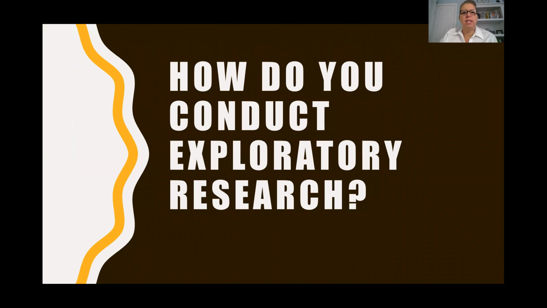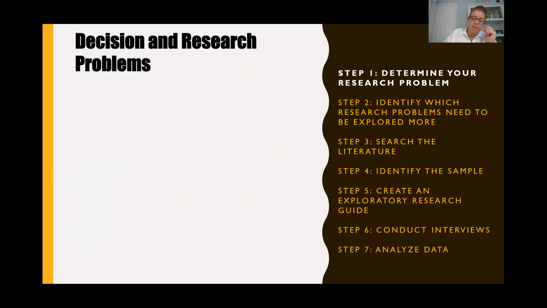So the question is, how do you conduct exploratory research? It's really important because, again, exploratory research is typically the foundation of higher level research studies. So it's important to understand how to do this. There are 7 main steps. Determining your research problem, identifying which research problems need to be explored more, searching the literature, identifying the sample, creating an exploratory research guide, conducting interviews, and then analyzing the data.